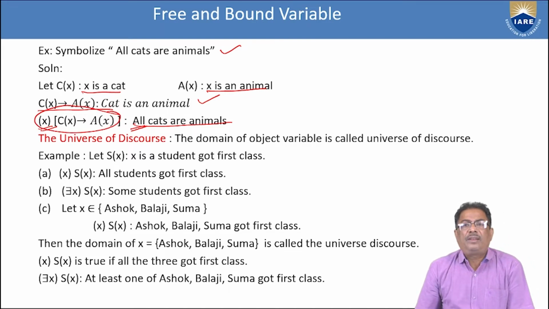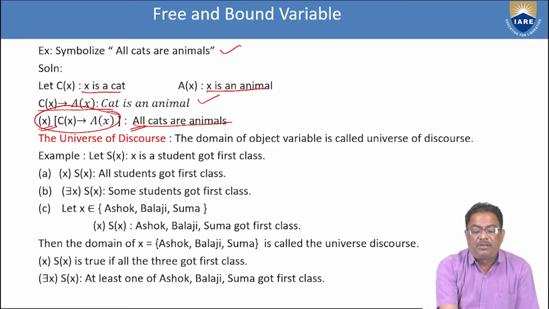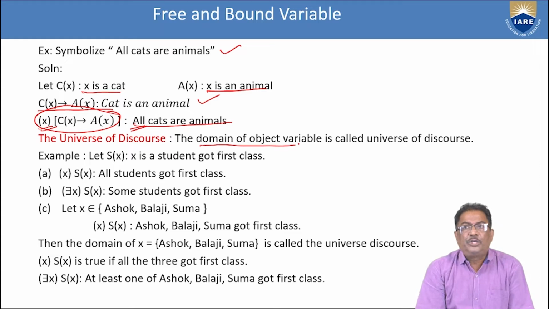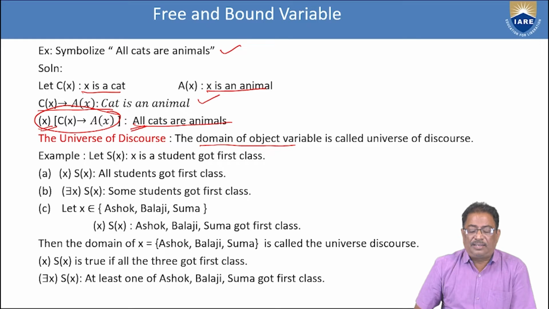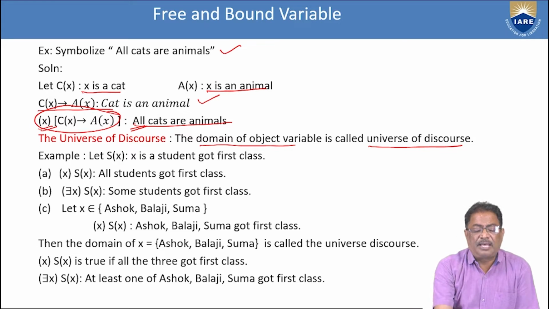Now let us consider what the universe of discourse is. The domain of the object variable is called the universe of discourse. Here x is a variable, and in general we take a range or a set. If we consider the entire set, we call it the universe of discourse. Let us consider one example for this.